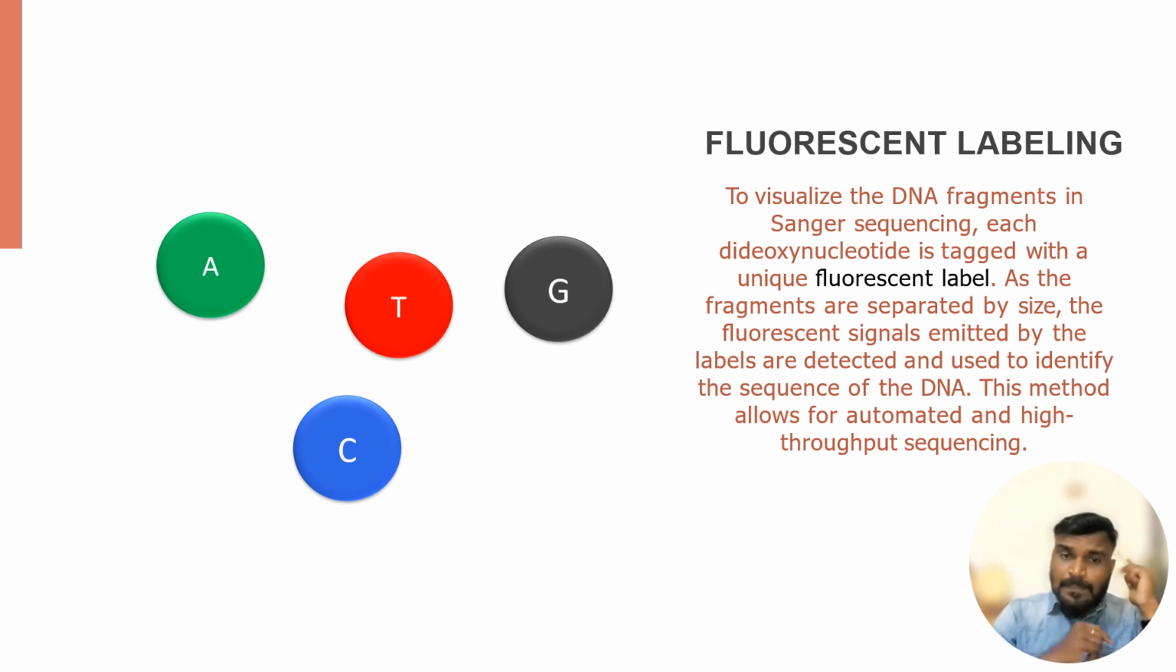Back then, when people used conventional Sanger sequencing, this fluorescent labeling was not there, but this fluorescent labeling is an advanced form of Sanger sequencing, where the fluorescent labeling allows for automated sequencing.